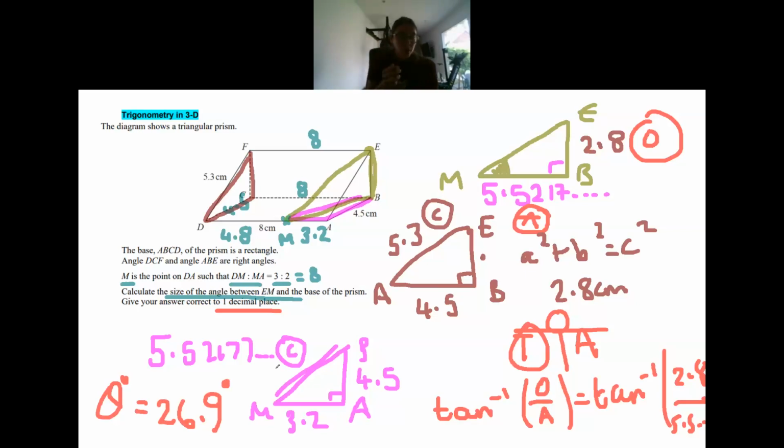So if you do know how to do SOHCAHTOA and Pythagoras, definitely have a crack at the 3D trig question. It will be towards the back. But what you're doing is you're looking for a minimum of 2 2D triangles to find out whatever it is that they're asking you.